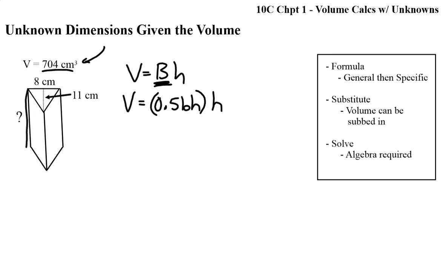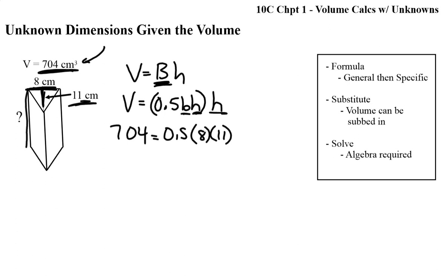Substitute in, volume's given, 1/2. Base of our triangle is 8. Height of our triangle is 11. And the height of the prism is unknown. So not a lot different than the previous example. A little nicer than surface area because there's not as many parts.